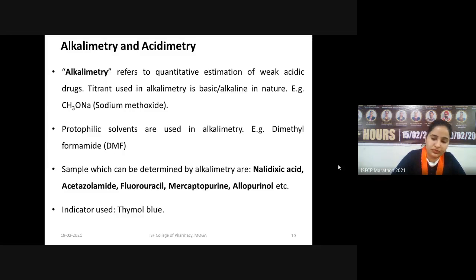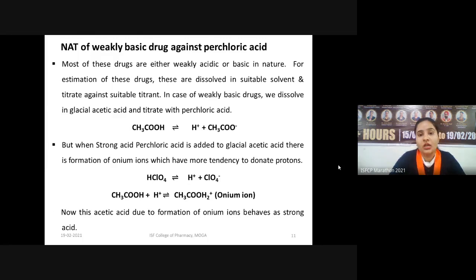Thymol blue. Now we will be studying the exact procedure of the non-aqueous titrations. NAT refers to non-aqueous titrations. Now we will be studying that in more detail. In the non-aqueous titrations of the weakly basic drug, we will be doing the titration against perchloric acid.